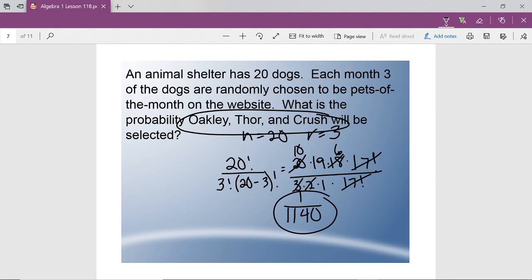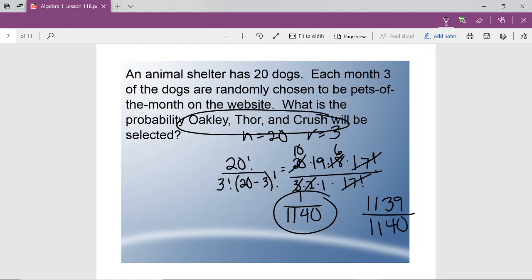If it were a little bit of a different question and it said, what's the probability that they will not be selected? Well, then I would have the reverse of that. All of the other choices, all 1,139 of them, would be combinations that don't have those 3, and out of 1,140. So we just have the complement to it if we were to say, what's the probability that they will not be selected?